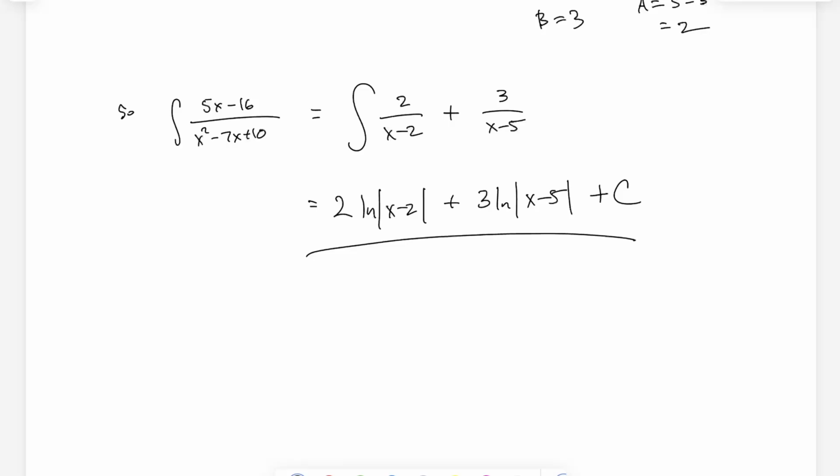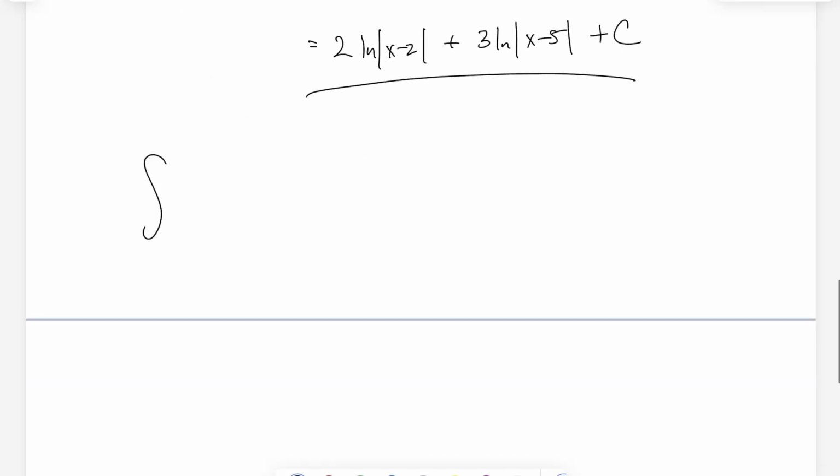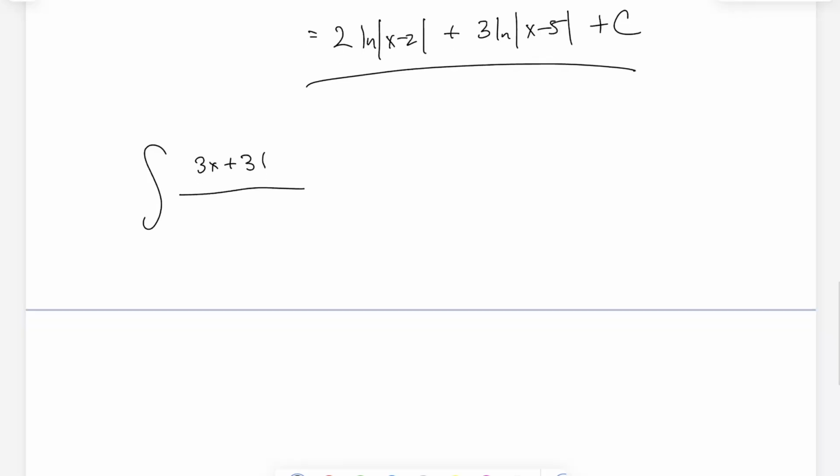All right, I got one for you. See how you like it, how you like me now. Try this here. The integral of 3x plus 31 over x squared minus 5x minus 24. See what you think. That's a minus 5x there.